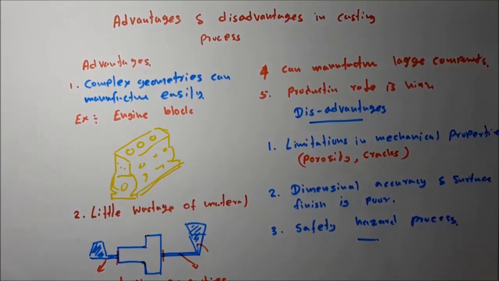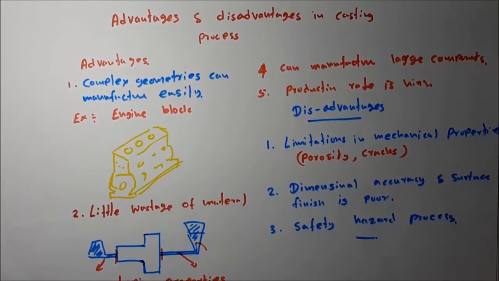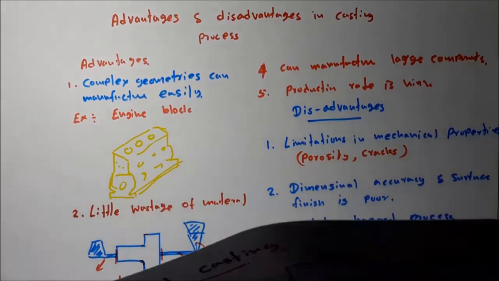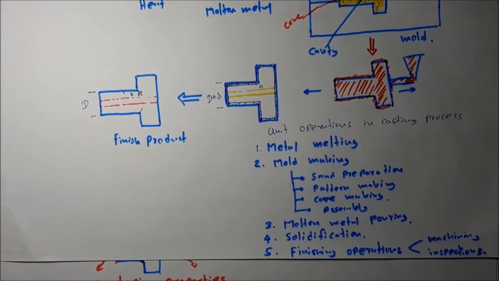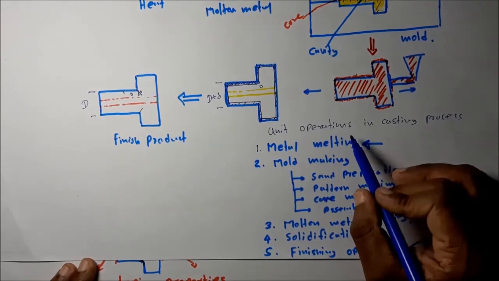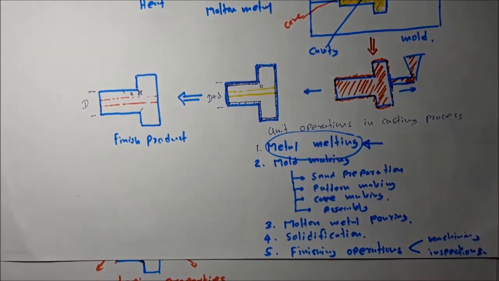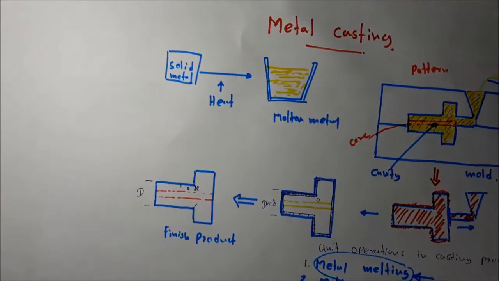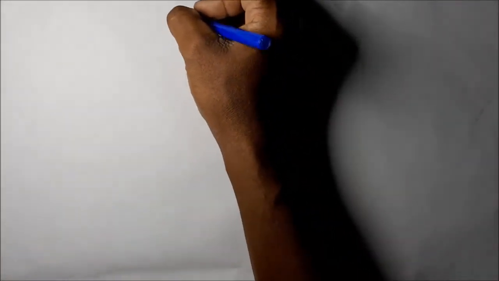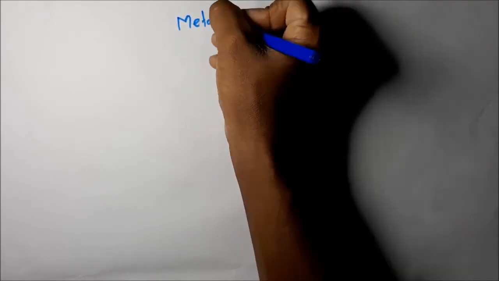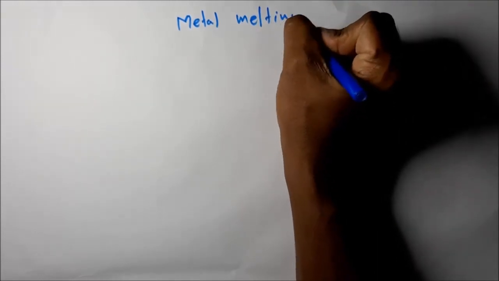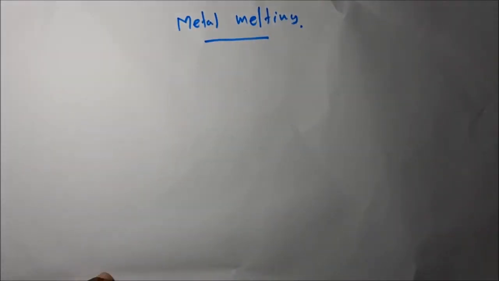Next we are going to discuss one of the main unit operations in metal casting operations, metal melting methods. For metal melting operations, various types of furnaces are used in industry, but among these we can identify four main methods, and we are going to discuss these four.